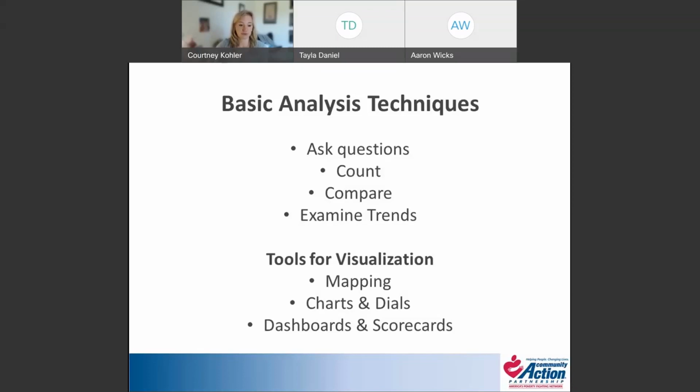And then also tools for visualization can be really helpful in analysis, whether it might be mapping data, so you can get a visual representation of what's happening maybe across your service area. Charts and dials can help to show comparisons, like even just the number of people served in each program, things like that. And then dashboards and scorecards can help to show progress over time as well. So that visual aspect can be really helpful for many of us to see the data and understand it a little bit better.